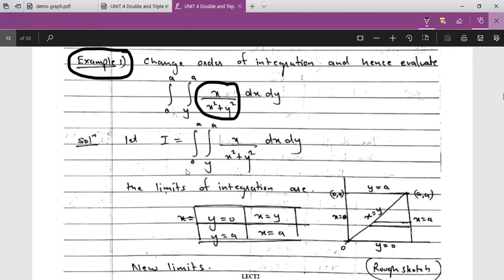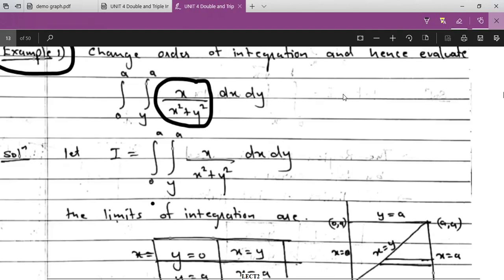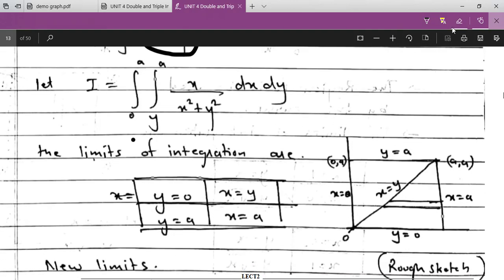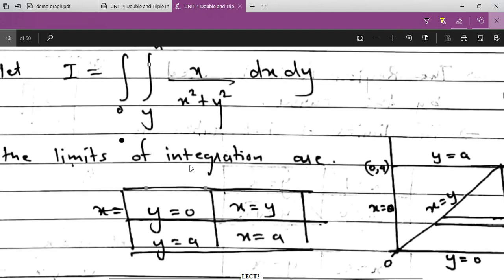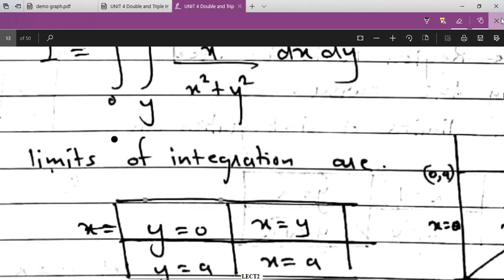Now the limits of this integration give my region R, or the area. Okay, the first thing you do is always draw a rough sketch, right? Fine. So the order here is fine. So this is in terms of x is equal to, right?